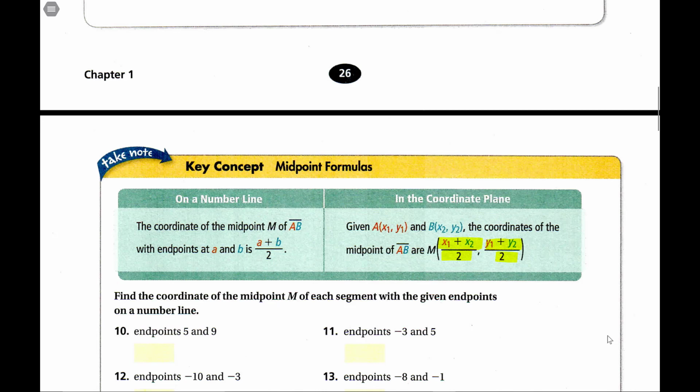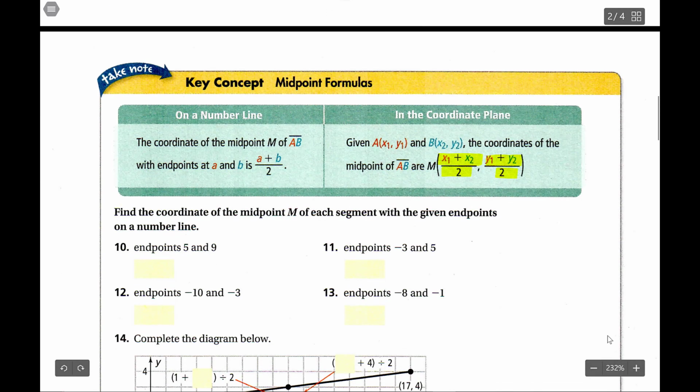So if we have the endpoints 5 and 9, and we want to find the coordinate of that midpoint. So now we're just talking about just a straight line. We're not talking about anything in the Cartesian plane. So if we have a line that goes from 5 to 9, okay, what's this midpoint right here? Well, what is 5 plus 9? 5 plus 9 is 14. 14 divided by 2 is 7. So the midpoint of 5, 9 is 7.